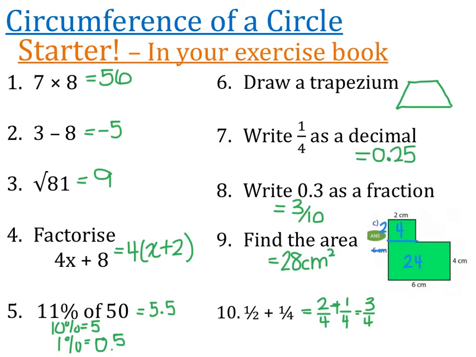Do let me know if you have any questions. I'd be more than happy to answer them. I'm trying to think if there's any that you might get a different answer for. If you do get a different answer for question 4, you might have written 2 bracket 2x plus 4. It's not necessarily right or wrong. It doesn't say factorize fully, so you could just factor out a 2 as well. All right, let's get started.